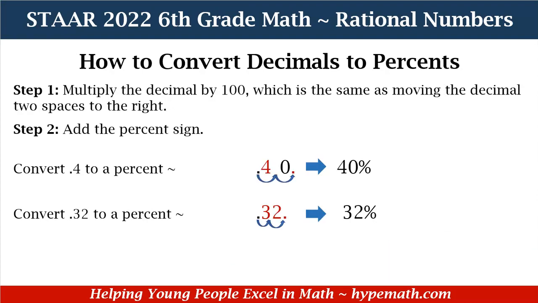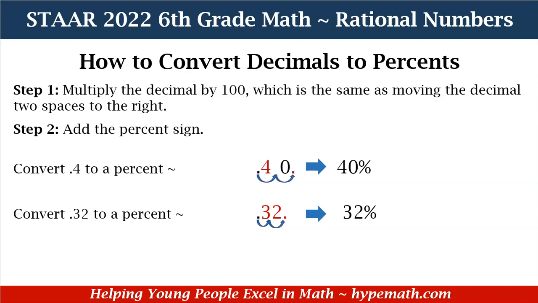Now let's talk about how to convert decimals to percents. Step 1, we are going to multiply our decimal by 100. And an easy way, kind of a hack way, to do that is we are going to move our decimal point 2 places to the right, okay? Multiplying by 100 is like moving our decimal place 2 places to the right, and then we're going to add on our percent sign. So let's take a look.